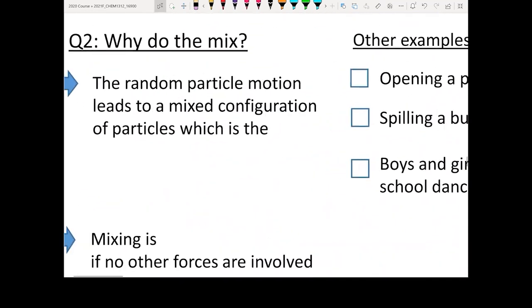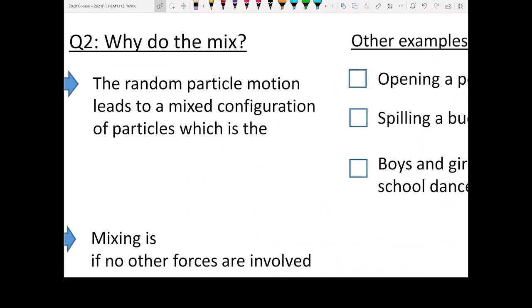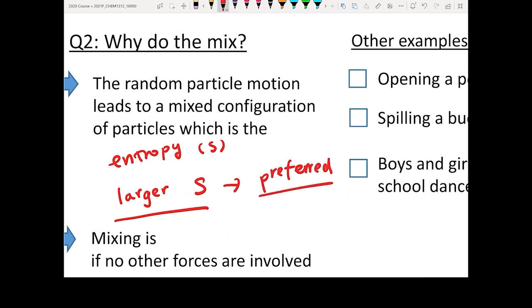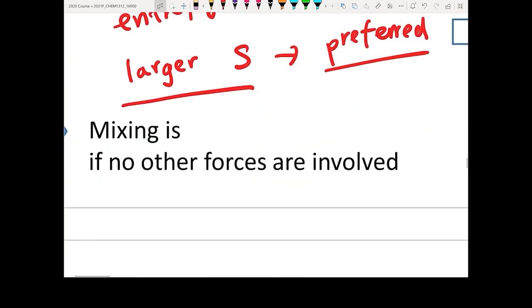That leads to here. So why does the mixing happen? It's because in random particle motion, these two make the configuration of particles, which represents the entropy, right? And we know the larger the entropy, typically you will see this S is preferred. That means it's going to happen spontaneously. In other words, if you look at the next sentence, mixing is a spontaneous process. If you don't consider the interaction between your solute and solvent, and you just consider the mixing process, this process is always a favored process.